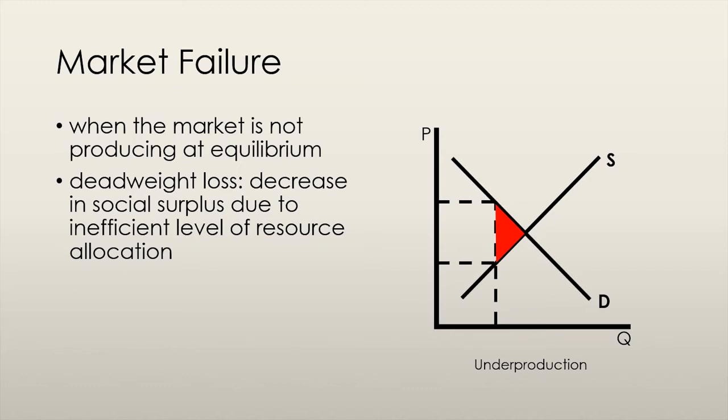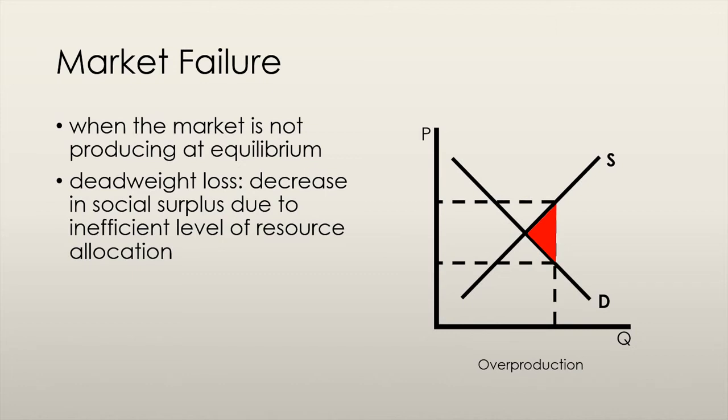Suppose that, for whatever reason, the market is underproducing the good in question, which means that the quantity supplied of the good is less than the equilibrium quantity. This drives the price up because buyers start to bid for the good, but it creates something known as deadweight loss. In essence, deadweight loss is a decrease in social surplus due to inefficient resource allocation. The red triangle represents the deadweight loss in this particular scenario.